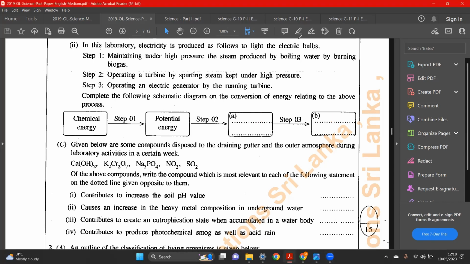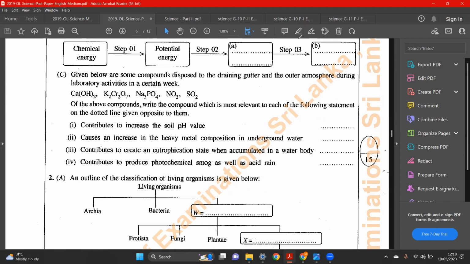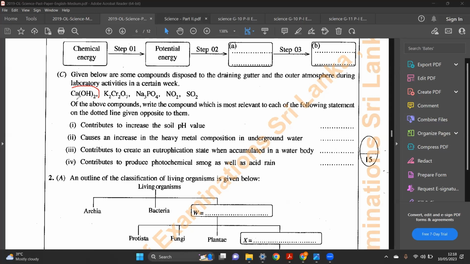All right. And finally, we have part C, where they've given you a list of compounds and you need to match them with the correct point. So, contributes to increase the soil pH. We know to increase the pH, it has to be an alkaline or a basic substance. Calcium hydroxide is one of the most commonly known basic substances. So that is what is going to come here, calcium hydroxide.